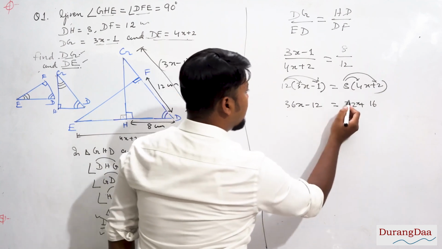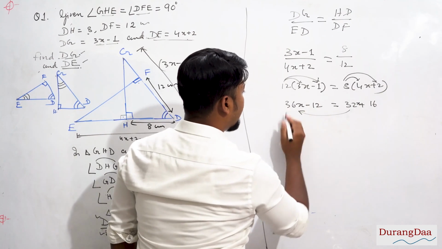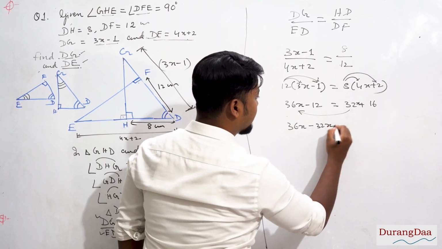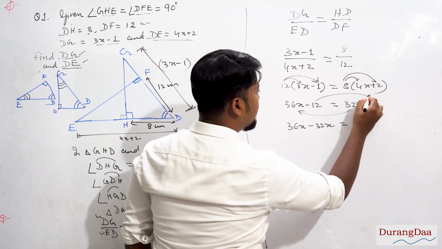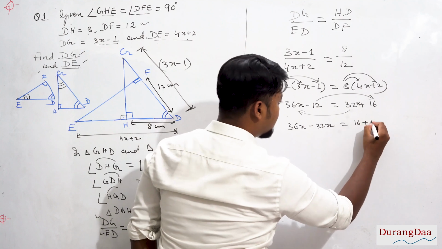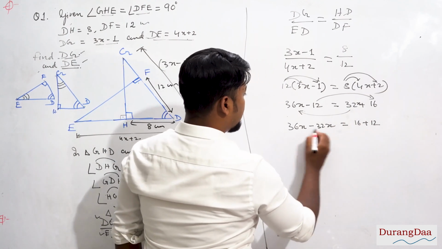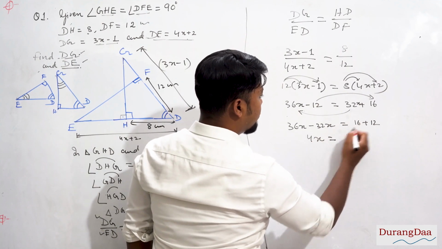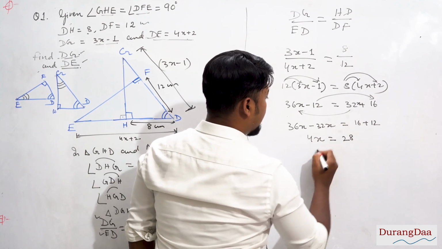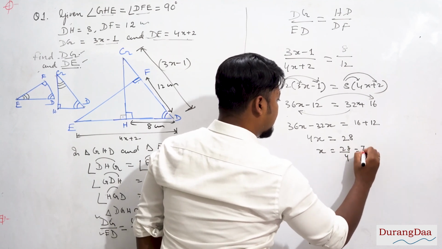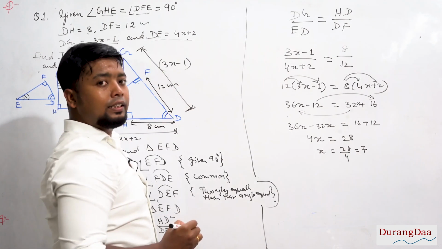Now bring the x terms together. 36x, this will come to this side, 32x, equals, and send this minus 12 to this side, this would be 16 plus 12. Negative was there, so it came here as plus. So this would be 4x equals 28. So x would be 28 by 4, that is 7. So the value of x is 7.